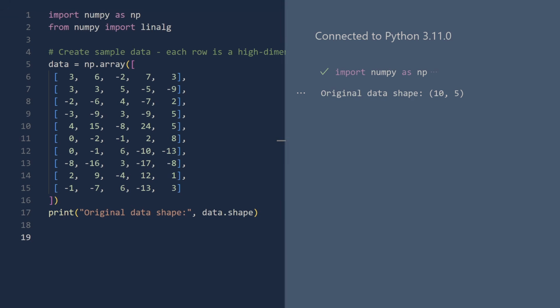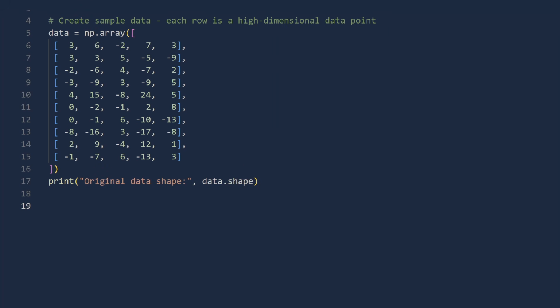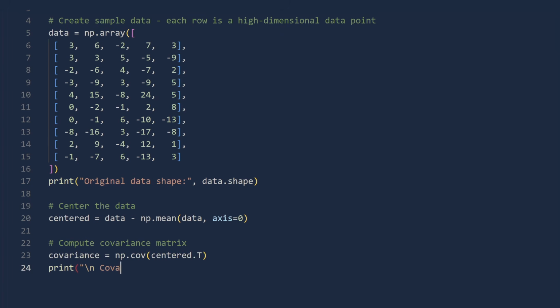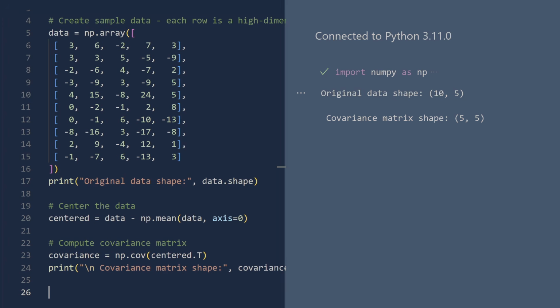Data has both location and variation. But we do not wish to be distracted by its location. Thus, before we compute the covariance matrix, we center our data by subtracting the mean. This lets us focus on how values vary from the average. Now we compute the covariance matrix, which shows how our dimensions vary together. Run. If you look at its shape, you will see it is a 5 by 5 matrix, one entry for each pair of dimensions.